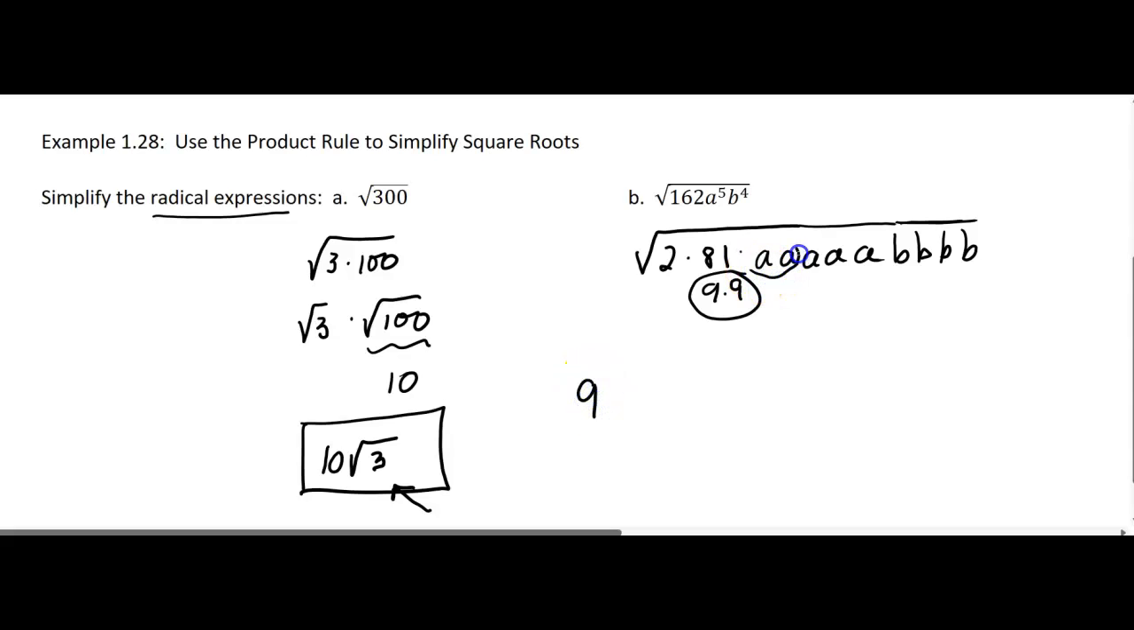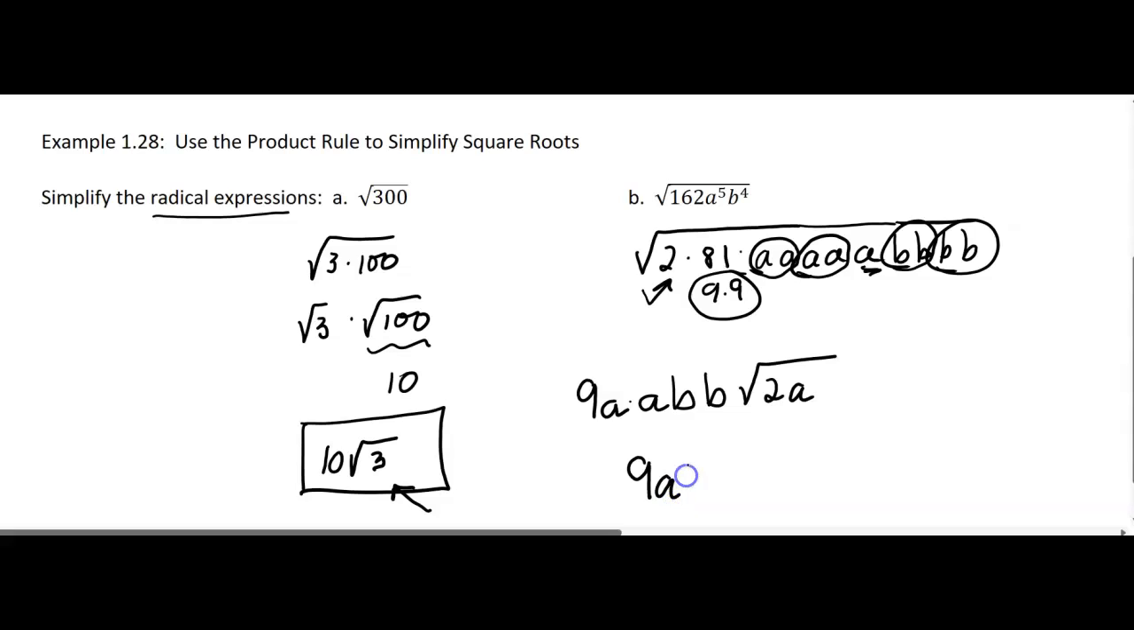And then think about, well, those two A's, they'll make an A on the outside. There's another pair of A's, so that's going to be times A. But see, this A doesn't have a partner. And then there's a B that's going to come out, and then there's another B that's going to come out. Now, what's left inside the radical? You've got a 2, and you've got an A, 2A. Now, we would write that as 9 a squared b squared times the square root of 2a. And it looked like that.